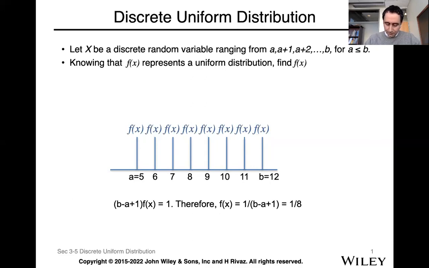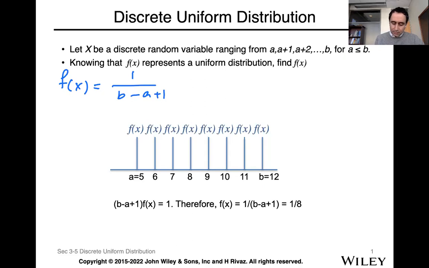And I gave you the equation for the distribution. So the equation was f of x for a uniform distribution between a and b is 1 divided by b minus a plus 1, right? But this is one of the easiest equations that you don't really need to memorize. The reason for that is the following.